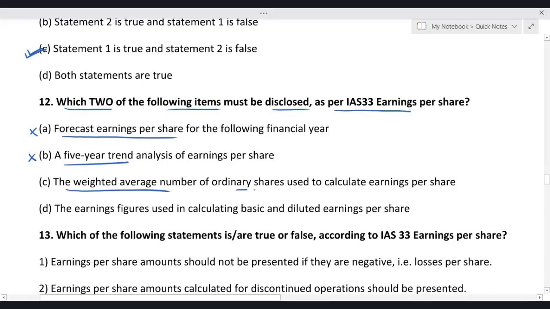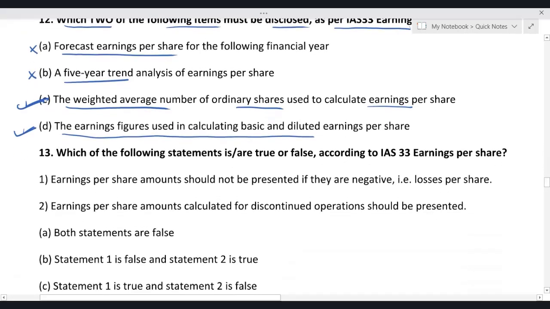The weighted average number of ordinary shares used to calculate earning per share, yes, you have to disclose this. Without disclosing the weighted average number of ordinary shares, users of the financial statements will have no idea how you calculated the EPS. So you have to give the disclosure of weighted average ordinary shares. Then we have earnings figures used in calculating basic and diluted EPS. Yes. So you have to disclose the earnings figures as well as weighted average shares.